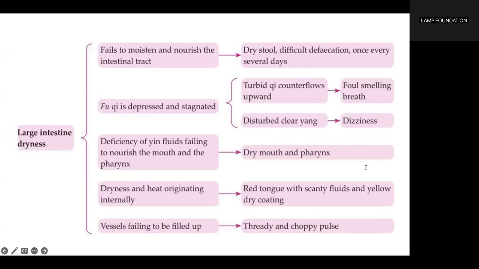This pattern may be due to exogenous dryness, which can arise when a person is living in a very hot and dry climate. The most common cause, though, is irregular diet. Eating late, eating while working, irregular eating, or eating while stressed will all injure the stomach yin, which is the root of yin.